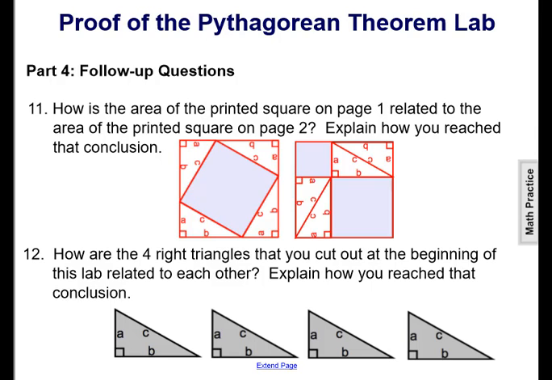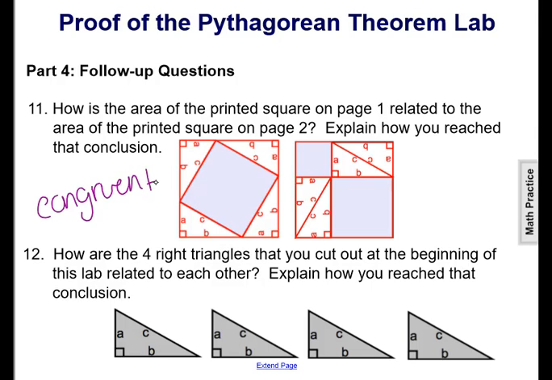So for the printed square on page 1 and the printed square on page 2, here we have those 2 printed squares after we've placed and found the patterns for the other squares and triangles on them, but you should come to the conclusion that the original printed squares are congruent.